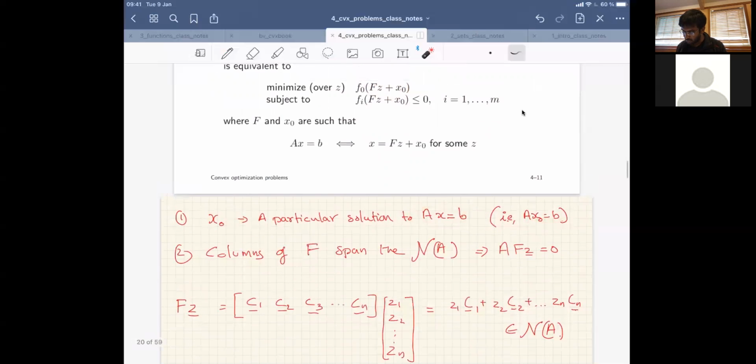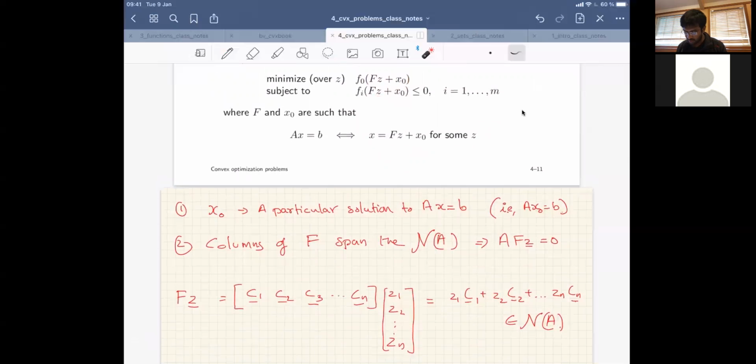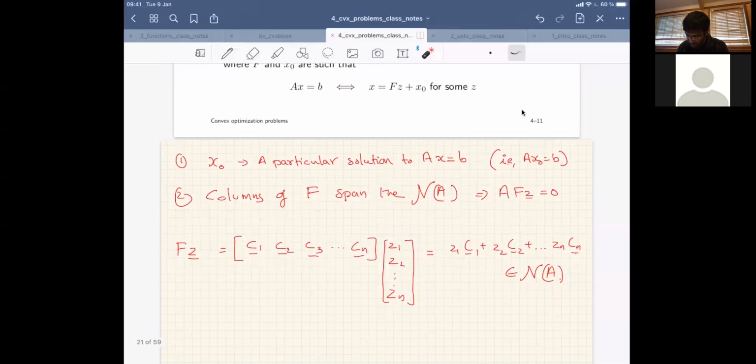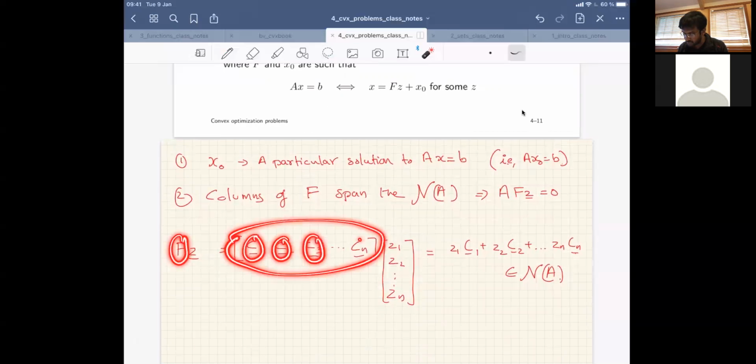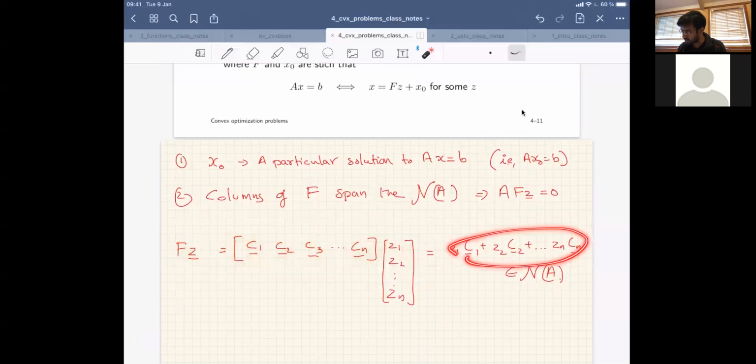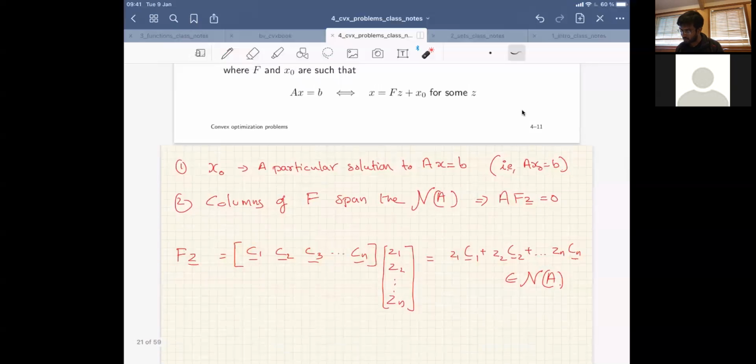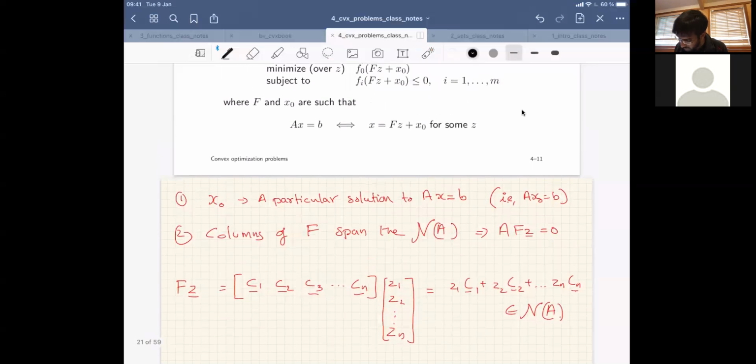Now F has to come from linear algebra: the columns of F span the null space of A. So you have F here, with columns c1, c2, which are column vectors. You are multiplying that with z, Fz. So what you have is this vector, and that should be in the null space of A. If you multiply this with A, that should give 0. You can read this later, even if you have some doubt, because this needs background from linear algebra.